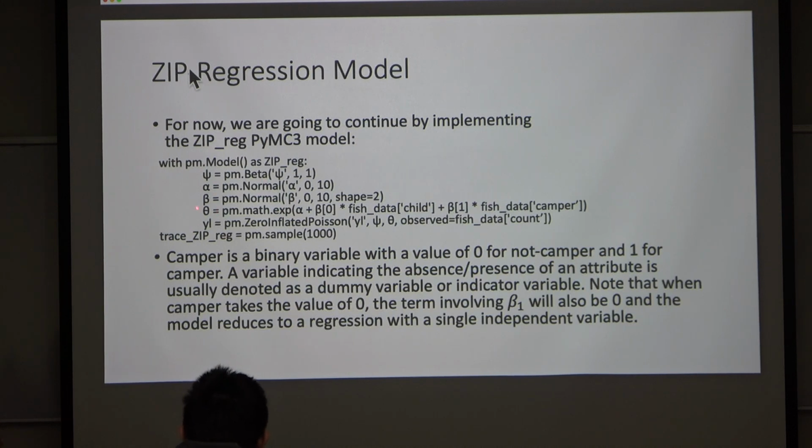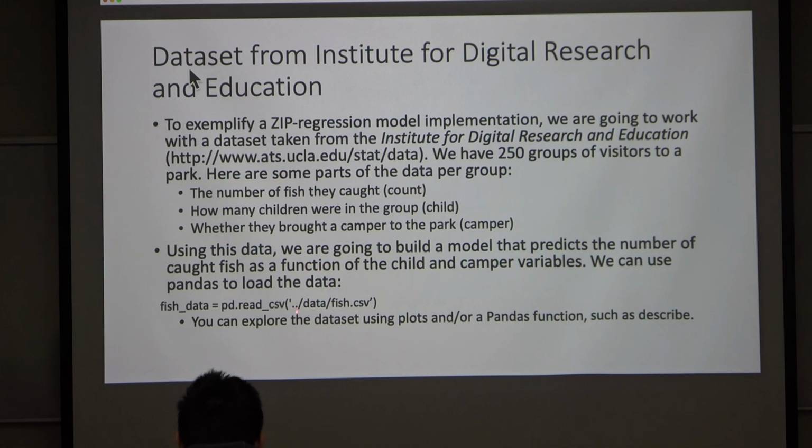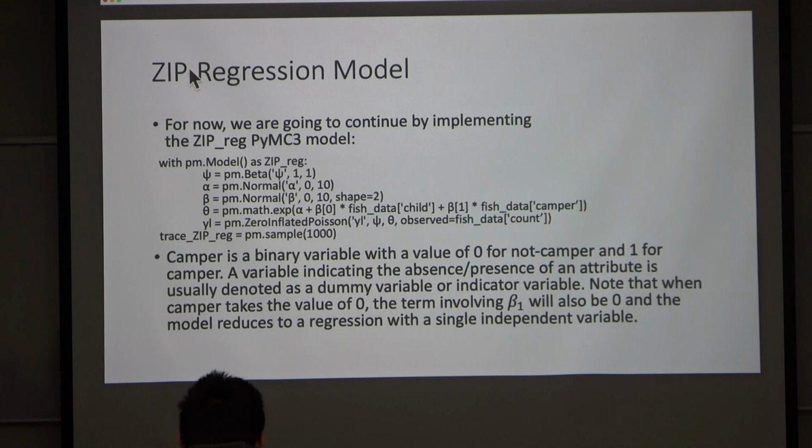Gaussian prior. And the beta, by the way, remember we have two features, right? How many children we have in a group, and whether or not we have a camper. Obviously, because we have two features, we have two betas. So the shape is 2, and it's a normal distribution with a mean of 0 and a standard deviation of 10. So it's a non-committal Gaussian prior.